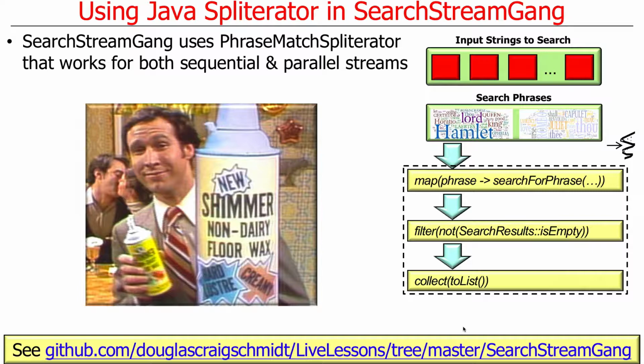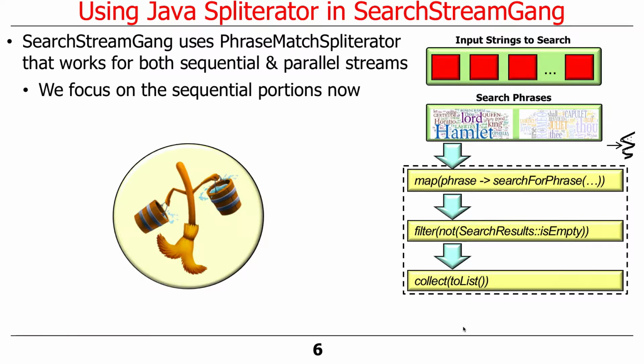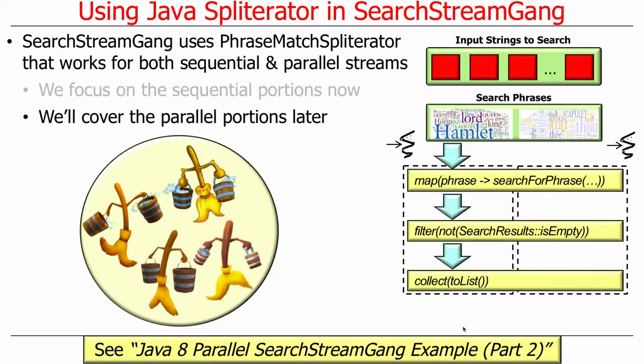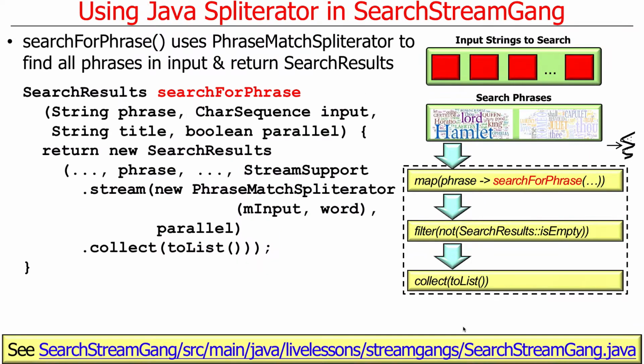And there's a classic Saturday Night Live skit about the Shimmer non-dairy floor wax, and they always said, it's a dessert topping, it's a floor wax, right? It's good for two things. So that's what this is. This is good for multiple things. We're going to talk about the sequential stuff right now. We'll come back and talk about the parallel stuff next week.